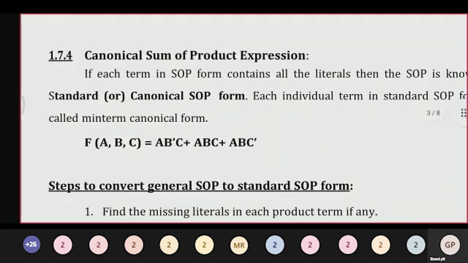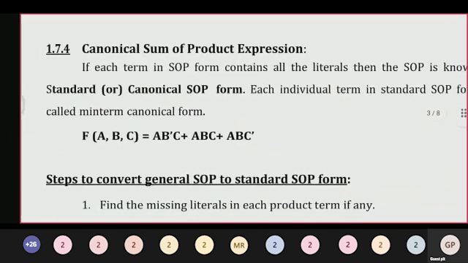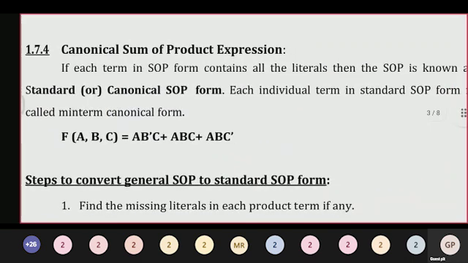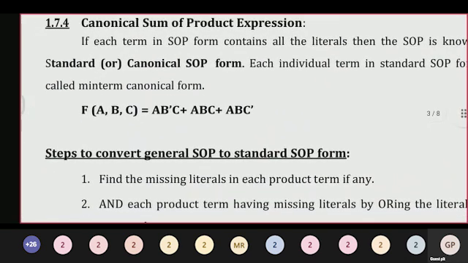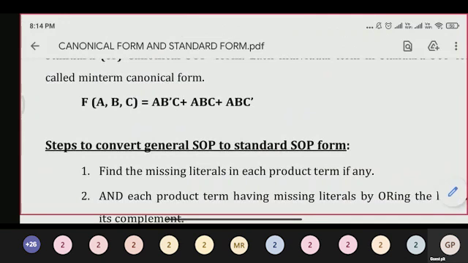Next one is, if each term in SOP form contains all the literals, then the SOP is known as standard SOP form. Each individual term in standard SOP form is called a min-term canonical form. That is, see the expression f of a, b, c equal to a b bar c plus a b c plus a b c bar.